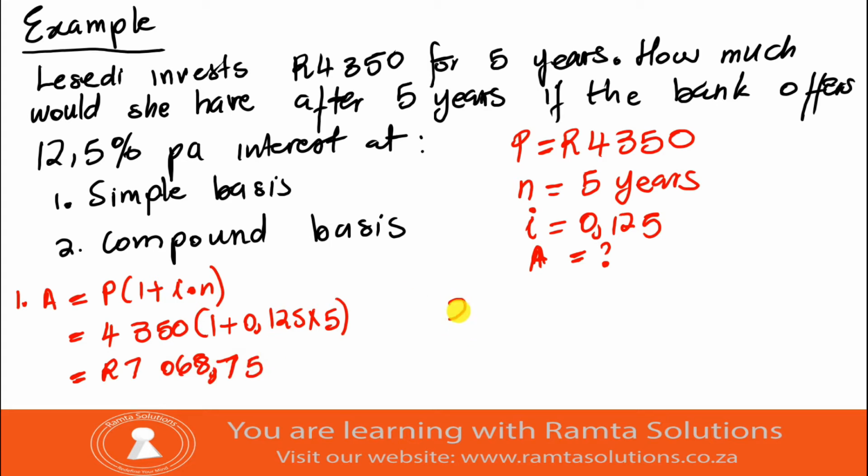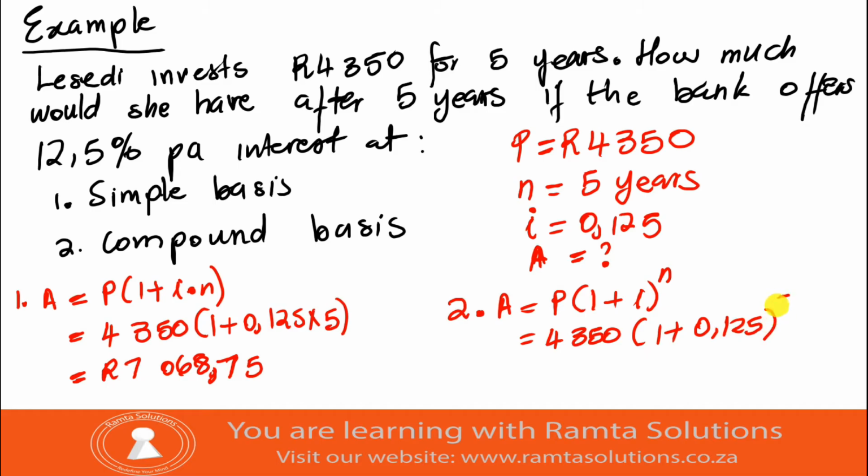Now let us look at the compound basis. A equals P into 1 plus I to the N. Let's see. She invested 4,350. The interest is 0.125, for 5 years. Let's check. Now, when we punch these in our calculator, what are we getting?